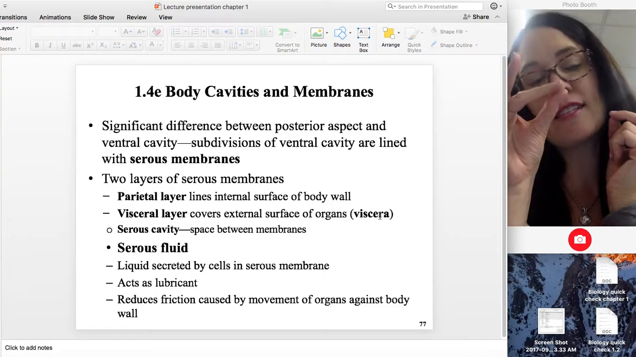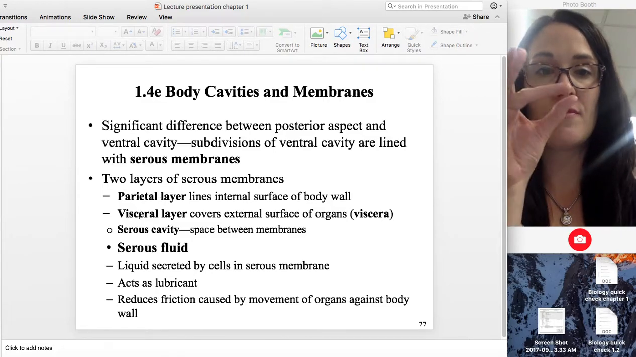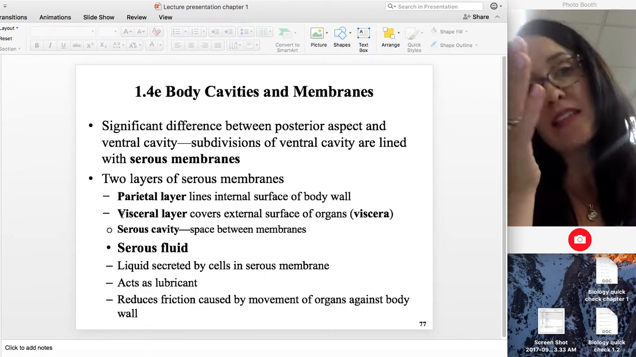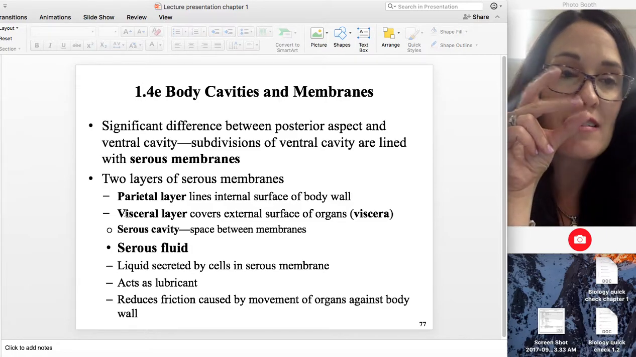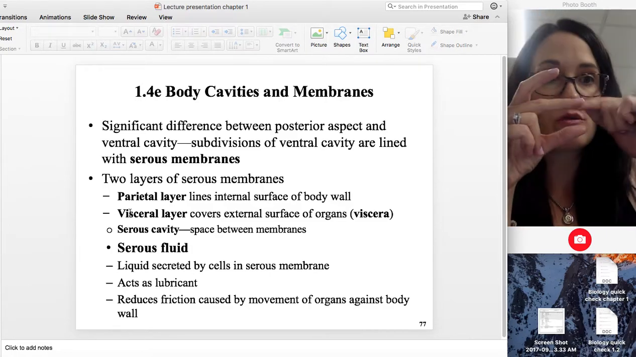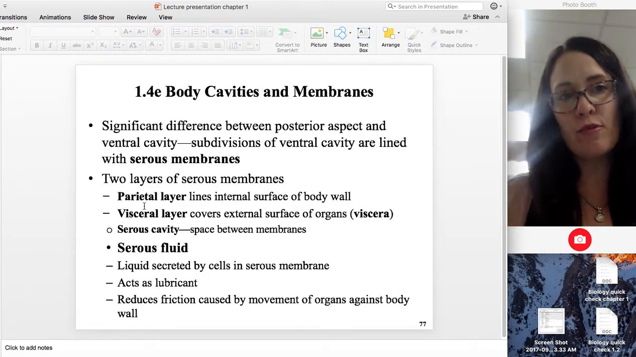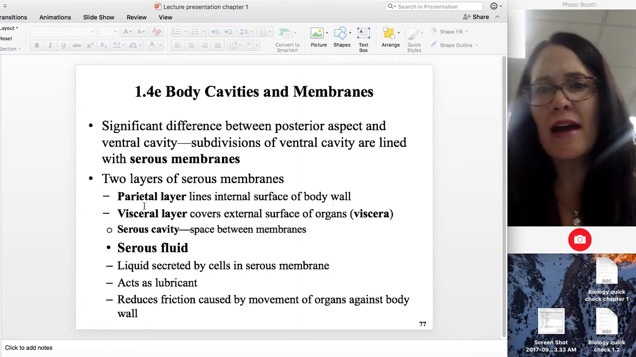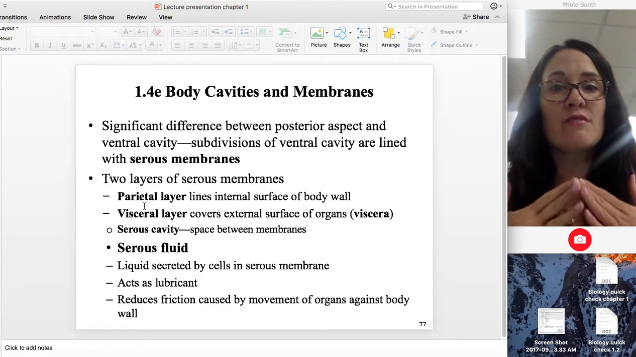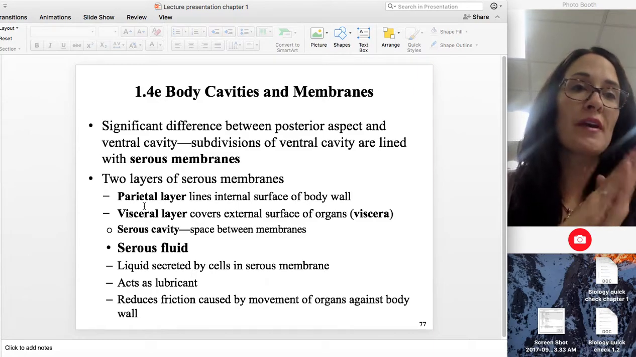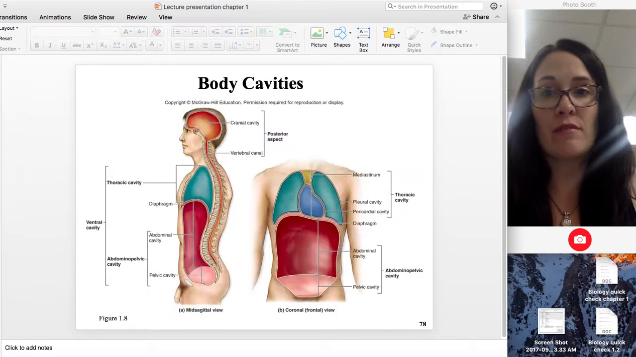And there's actually a space in between these two layers, the parietal and the visceral. The space in between them is called the serous cavity. And the cool thing about this cavity or space, remember, it's a sandwich, in between it has fluid, a fluid called serous fluid. It's made by cells in that area, acts as a lubricant and prevents friction. So it allows organs to rub against each other without creating friction.